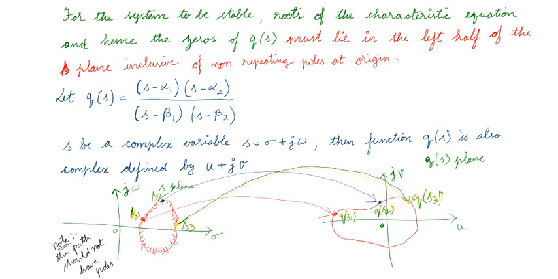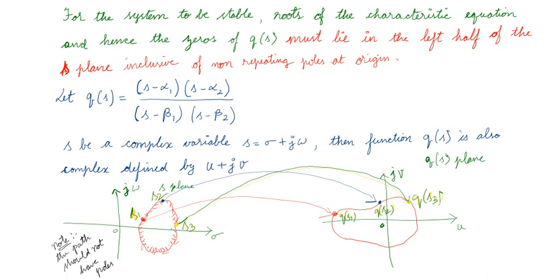Now generally I am taking a generic expression for q of s. What is q of s? Yes, q of s is 1 plus gh. On solving that, I get s minus alpha 1 into s minus alpha 2, divided by s minus beta 1 into s minus beta 2. So alpha 1, alpha 2 are the zeros of q of s, and beta 1, beta 2 are the poles of q of s. As I said already, s is a complex variable, sigma plus j omega. Q of s is also complex, defined by real part u plus imaginary part jv.